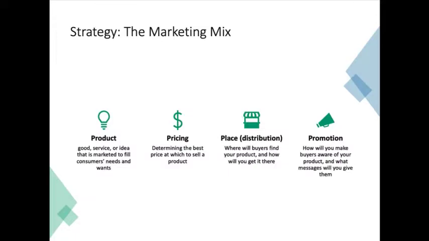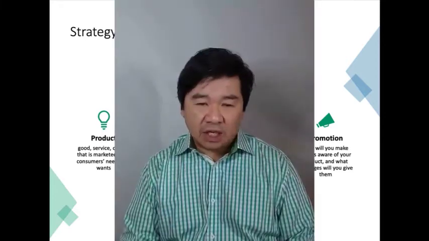So the marketing mix is comprised of these 4 elements, and a little brief description of each here. Product refers to all the aspects of the good or service or the idea that is being marketed to fill consumers' needs and wants. It may be a spec sheet. It may be features and benefits. It may be all sorts of things about what you're claiming your product or service will accrue to the buyer, what they'll get if they invest in your product or service. All of that is part of product.